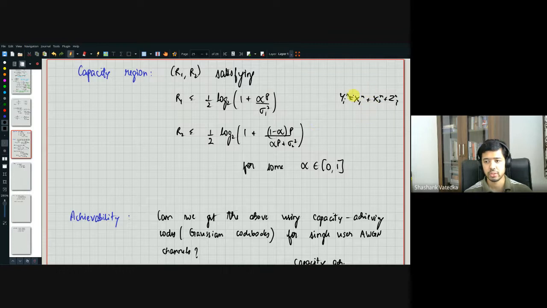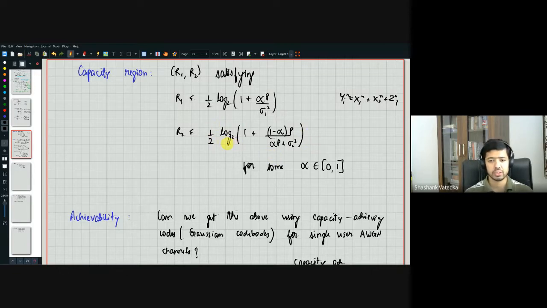And decoding succeeds as long as R2 is less than or equal to this quantity. So the total effective noise variance is the variance of X1^n plus the variance of Z2, which is alpha P plus sigma 2 square. And a total of 1 minus alpha times P of the power is allocated for the codebook of user 2. So X2^n has a power of 1 minus alpha times P. So it's essentially like a point-to-point AWGN channel, and decoding succeeds as long as the rate is less than or equal to this. So this turns out to be the capacity of such a channel.